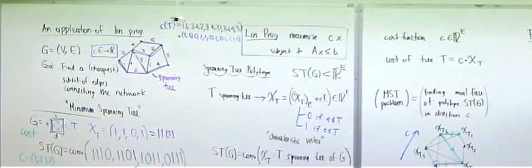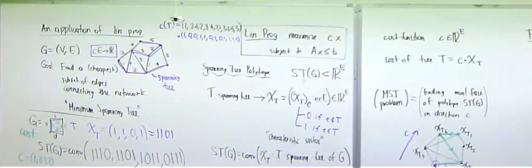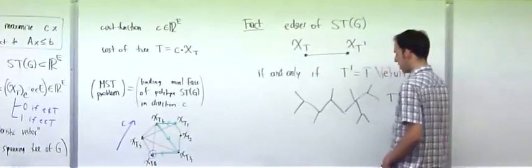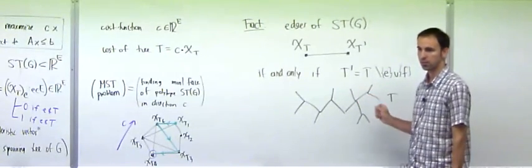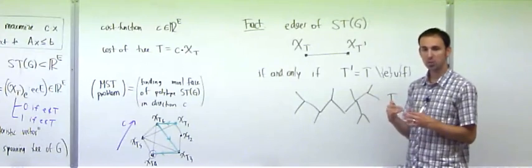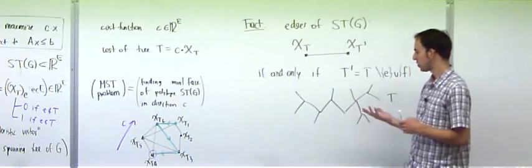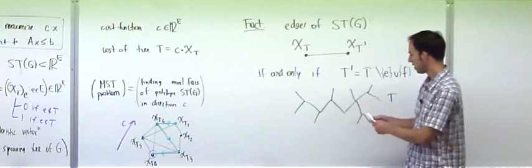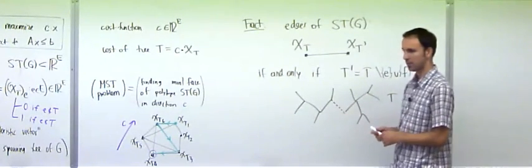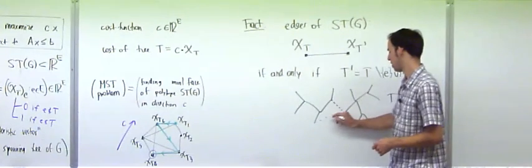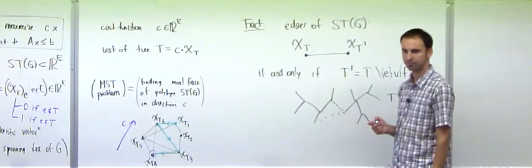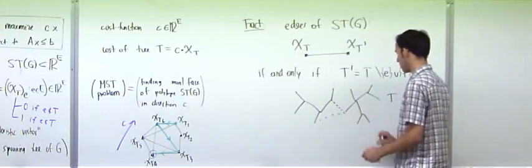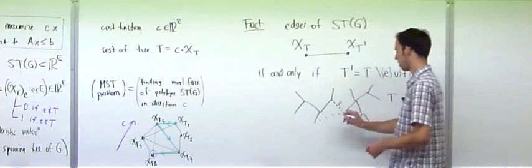Maybe it's easier if I draw a picture. So here's what a general tree kind of looks like. So maybe this is T. This corresponds to a vertex of the spanning tree polytope. If you want to know what the neighbors of this guy are, then what you have to do is look at all the ways of deleting one edge and replacing it by another edge. And that's going to be a neighbor vertex. So this is what I'm calling E, and this is what I'm calling F.